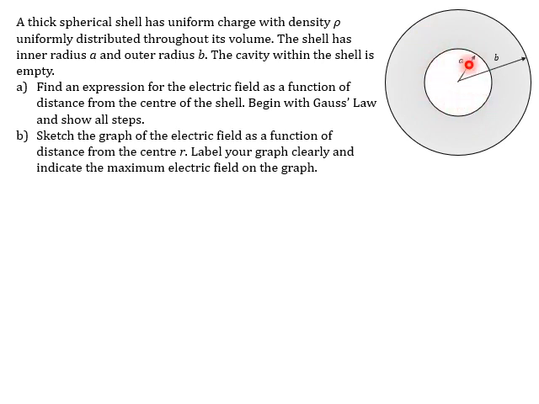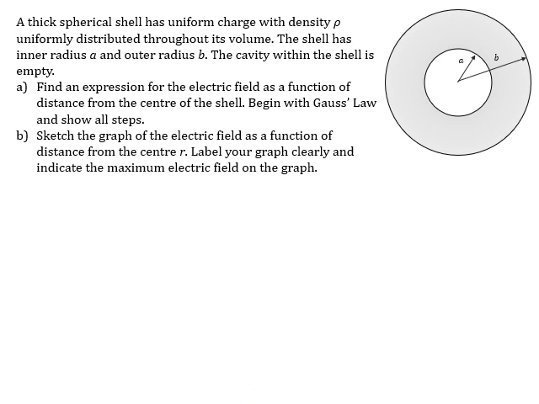Inside the shell is an empty sphere, nothing at all inside here. The inner radius we'll call A, the outer radius we'll call B. We want to find the electric field as a function of distance from the center of the shell. So starting here, what's the field in this area, and then outside the whole thing? Begin with Gauss's law and show all steps.